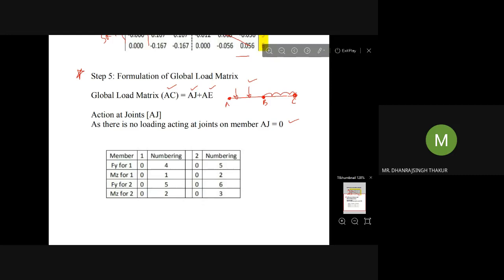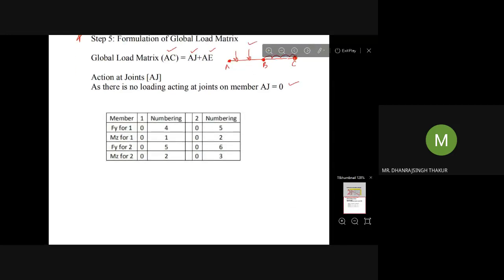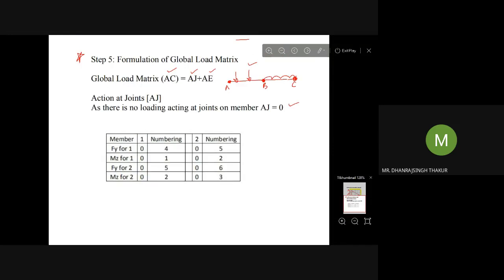Okay, there is a loading on the member. Okay, so AC will be equal to AJ plus AE. So we know about AJ. As there is no load at joint, the AJ matrix will be 0. If there is a load at the joint in other problems, we will see how to assemble it in that case. Now we will concentrate on the AE matrix.